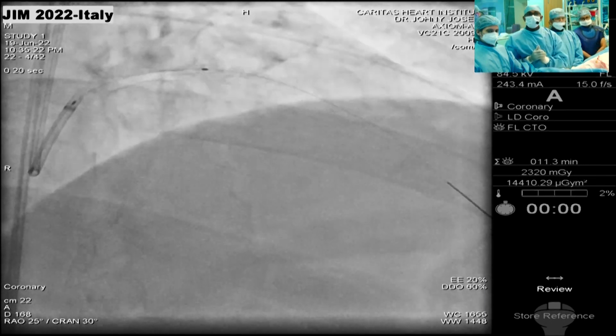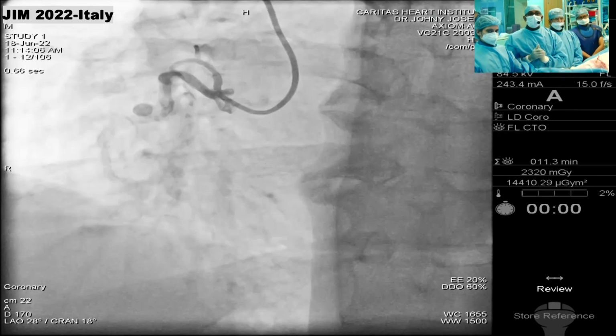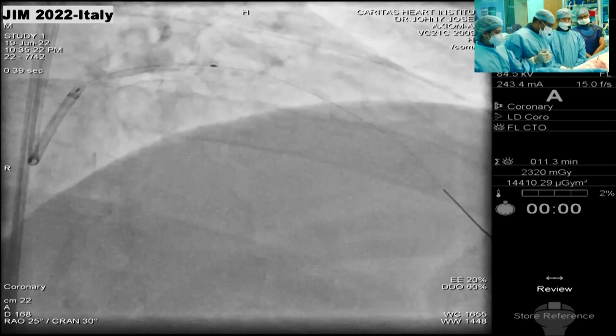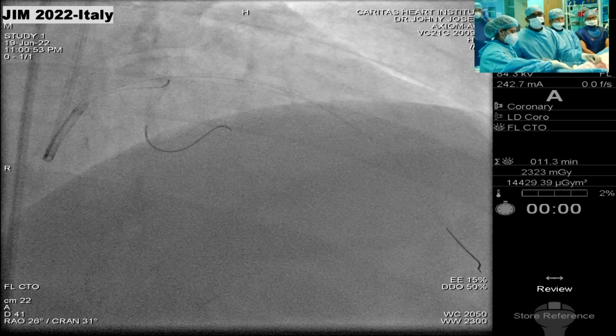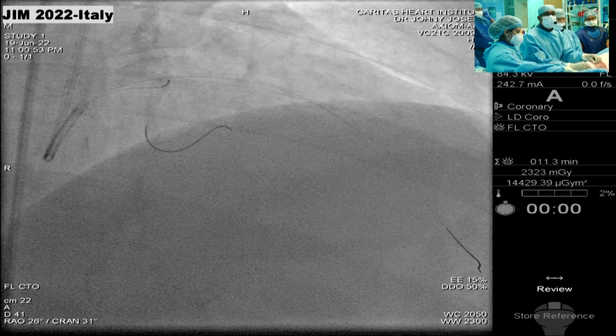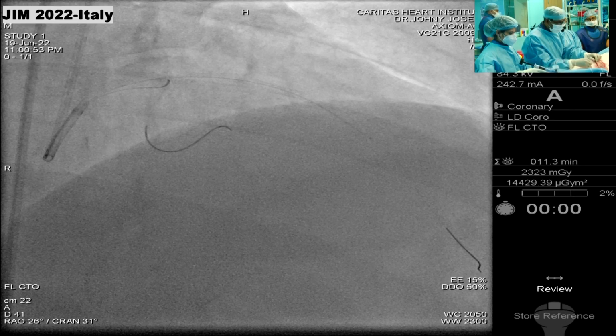Next image. Okay, so this is where we are. That's the live fluoro monitor. We just had a wire, again a Versatin wire, into the circumflex artery, and now we are going with a 3.5 into 28 millimeter Alpine stent.